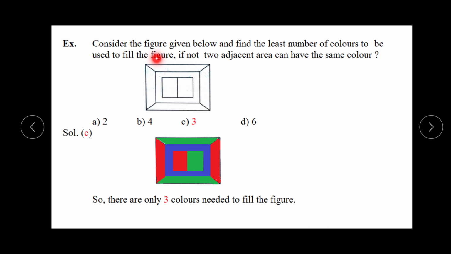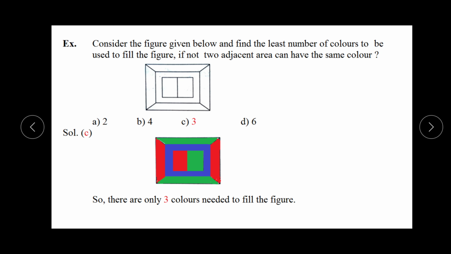Counting of colors. Consider the figure given below and find the least number of colors to be used to fill the figure, if no two adjacent areas can have the same color. It means if we have to put different colors, we take a different color in this, in this, and in this, and we will count 1, 2, 3, 4, 5, 6, and 7. It means there are 7 colors we can fill in this figure, but we have to fill the least number of colors.